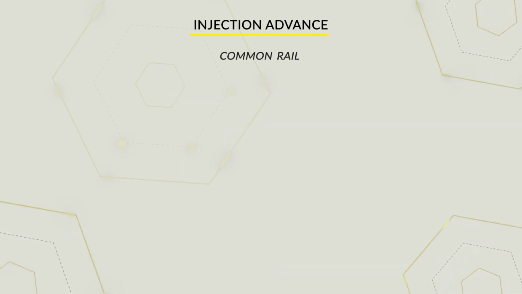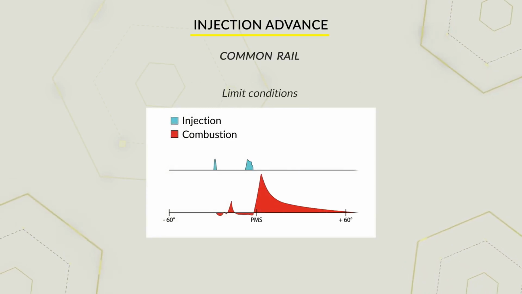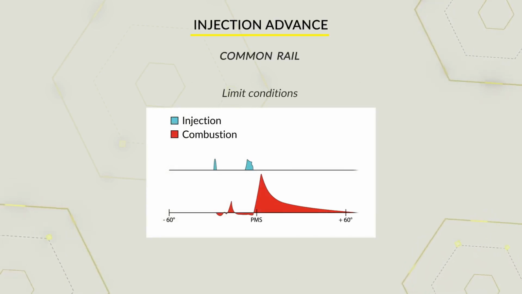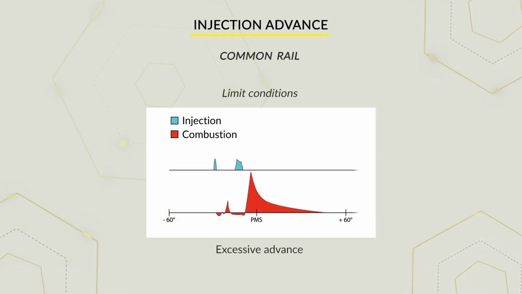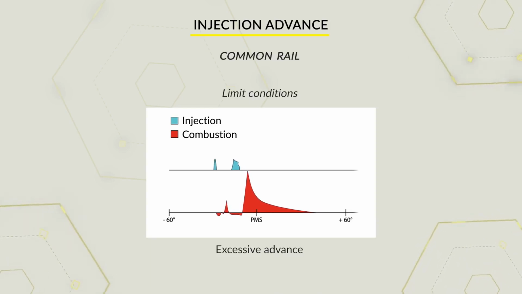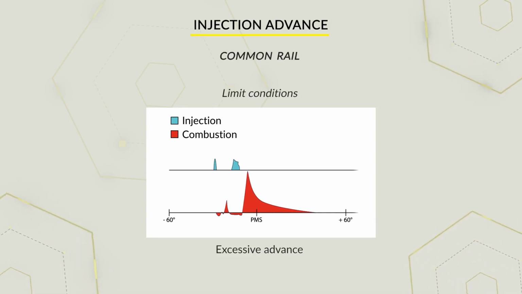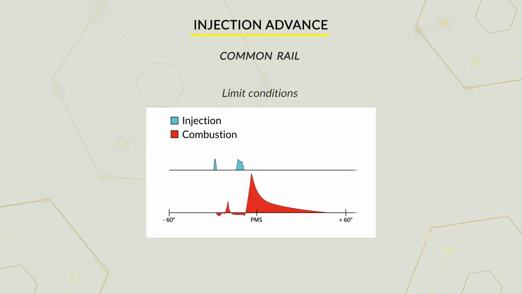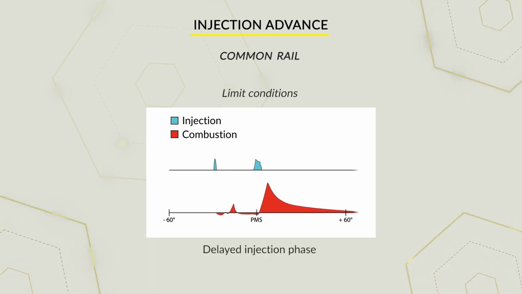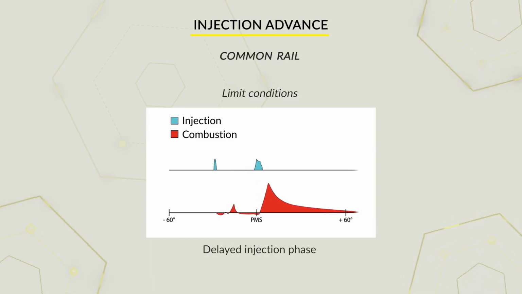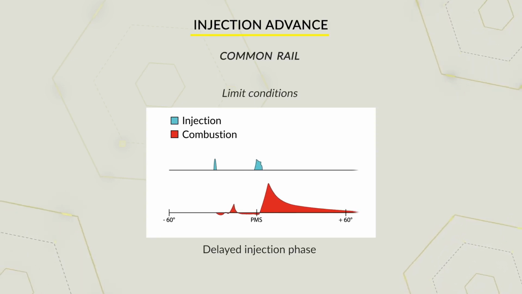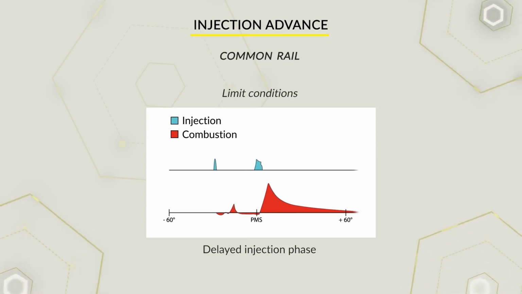For all systems, in the event of limit conditions, the following effects will occur. In case of excessive advance, there is a risk of knock in the head and a very dangerous situation for the vehicle. In the event of a delayed injection phase, there is a risk of excessive loss of power, as well as excessive smoke in the exhaust gases.